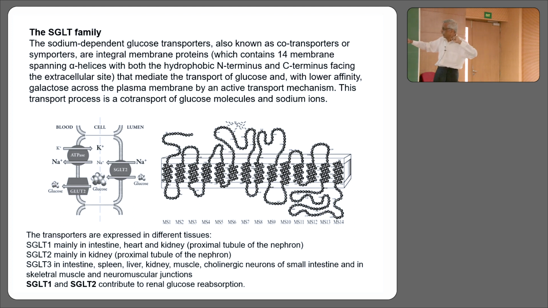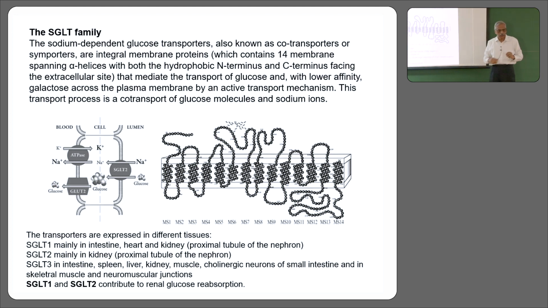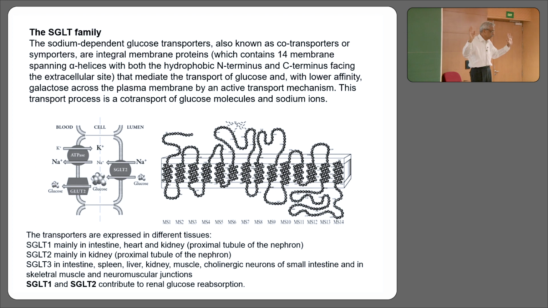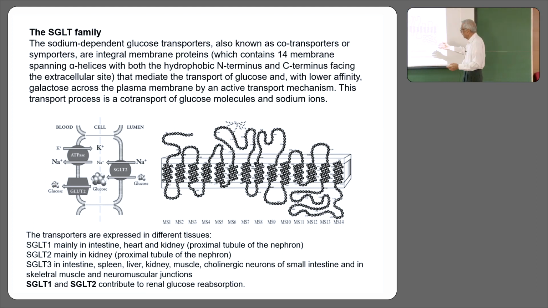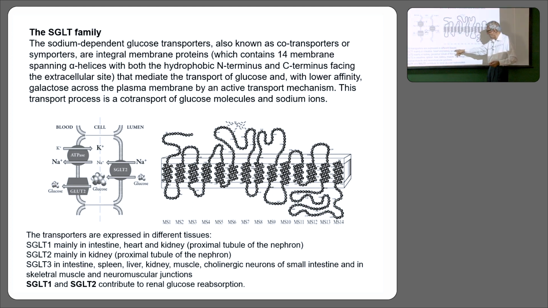It's SGLT2. And look at the protein. How many times does it go up and down? 14 times. A huge protein molecule. It does what? Import of what and what? Sodium and glucose, driven by the power that comes from sodium. So the author tells us SGLT1 is mainly in the intestine, heart, and kidney.